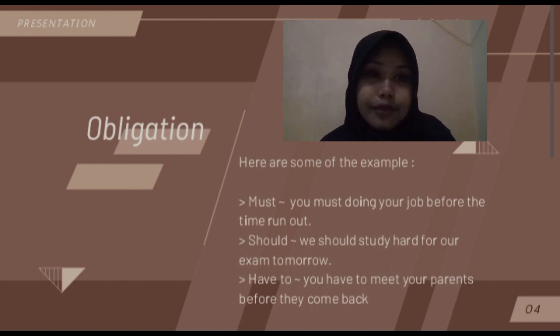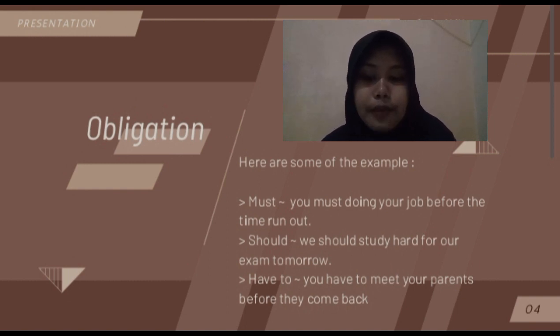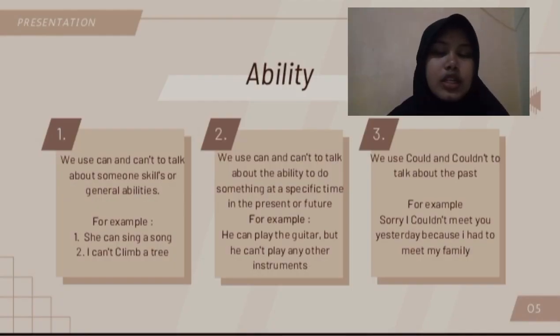And the third is have to. You have to meet your parents before they come back, which means that I obligate him to meet his parents before his parents come back to their village. And for your information, must and have to express strong obligation, and should expresses mild obligation.